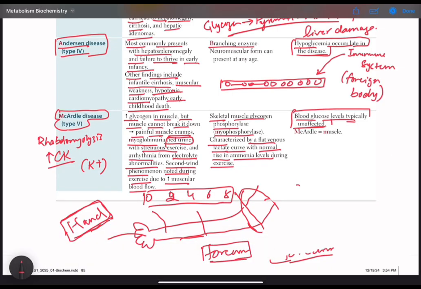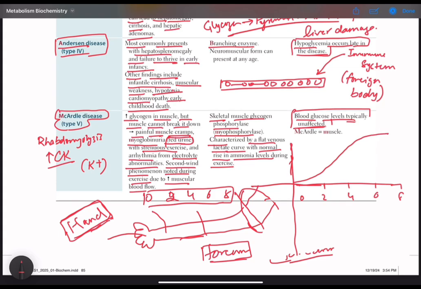So with time, 0, 2, 4, 6, 8, if we plot it against time, the lactate levels will start to rise in normal patients, but for McArdle patients, since they cannot break down the glycogen, the blood lactate levels throughout this period will remain the same.